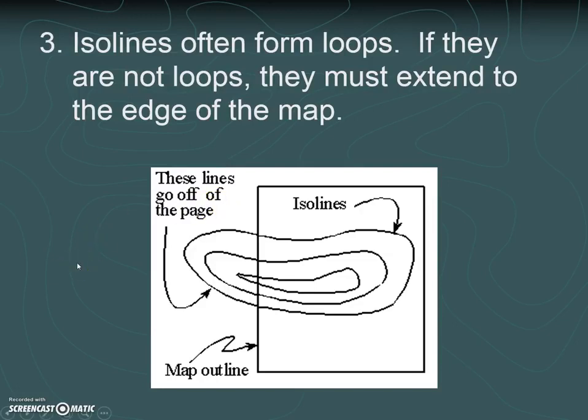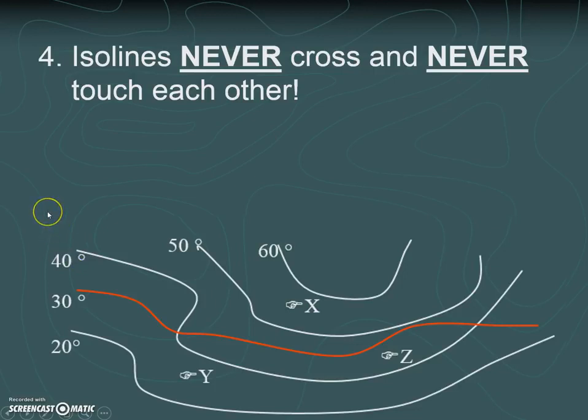Okay, rule number 4. Isolines never cross each other and they never ever touch each other. I want you to see if you could figure out why that is. Take a look at the picture. Why do you think it's impossible for two isolines to cross each other or touch each other?